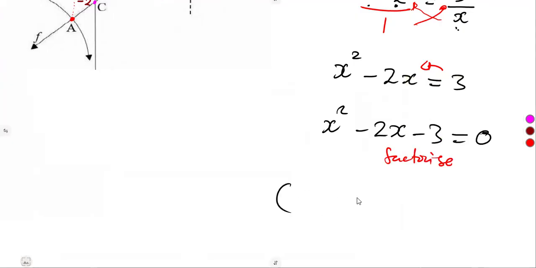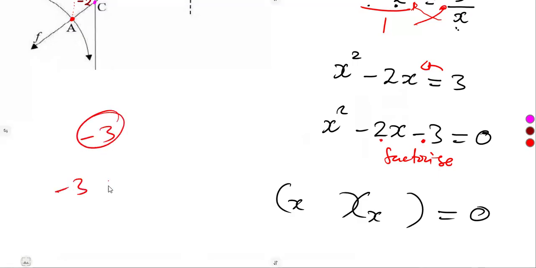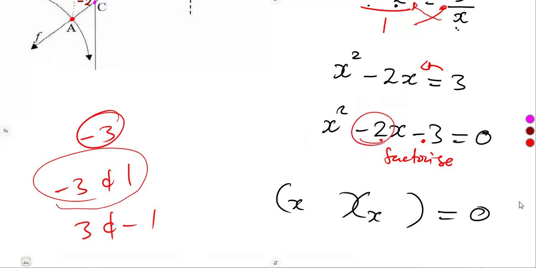You're going to have 2 brackets. That is x here. Factors of negative 3, which gives us a negative 2. The products are negative 3 and 1, or 3 and negative 1. But where do we get a negative 2? It is between negative 3 and 1. That's where we get a negative 2. So that is going to be (x - 3)(x + 1).